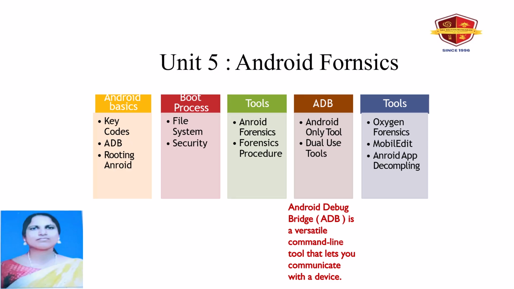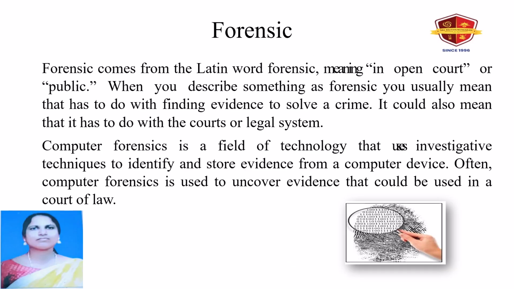So these are the 5 units we have in the course. Before we start unit one, we first have to know what is forensics. Forensics came from the Latin word, meaning in open court or public. When you describe something as forensics, it usually has to do with finding the evidence, that is, finding evidence to solve crime. That is the meaning of forensics.